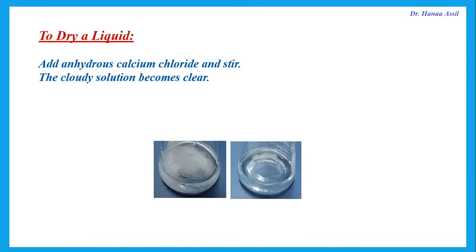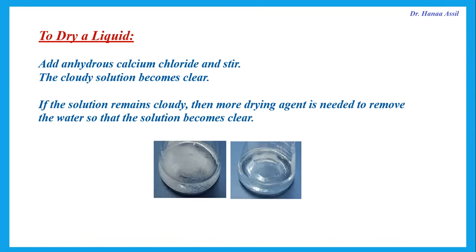Now, how do I know if it is dry or not? A liquid that is not dry is usually cloudy. So if I have a liquid with water in it, it is cloudy. But once we add anhydrous calcium chloride and stir, then this cloudy solution becomes clear. Then I know it has become dry. If it does not become clear, then we need to add more drying agent in order to remove the water so that the solution becomes clear.